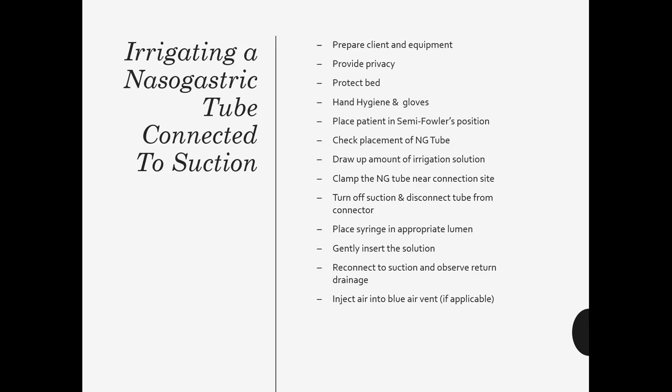And then if there needs to be more air in the blue air vent, you can do that as well. So then just use your same syringe, draw up a little bit of air, and inject it into that blue air vent so you can reestablish that so it doesn't cause a suction.